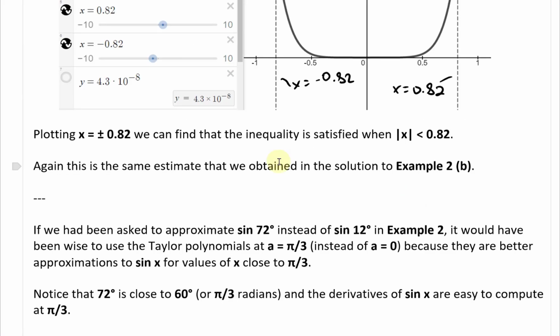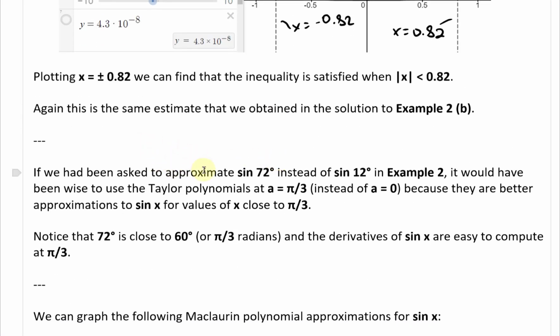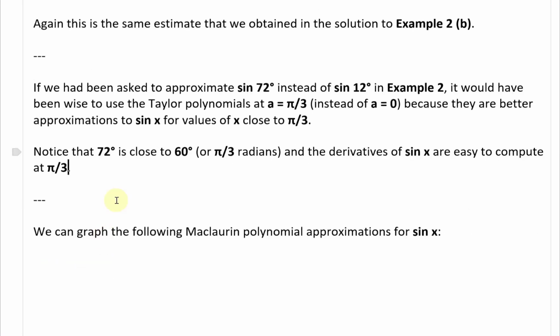It's just fascinating stuff. So now going further, if we had been asked to approximate sine of 72 degrees instead of sine of 12 degrees in example 2, it would have been wise to use the Taylor polynomials at a equals pi over 3 instead of a equals 0, because they are better approximations to sine of x for values of x close to pi over 3. Notice that 72 degrees is close to 60 degrees, or pi over 3 radians. And the derivatives of sine of x are easy to compute at pi over 3. You could use our exact trig ratios.